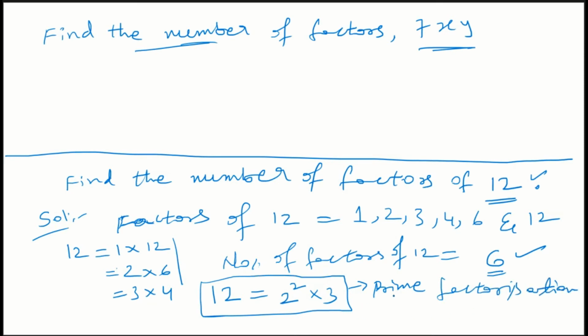So in the prime factorization, you got 2 squared into 3, where each prime number is written as a power of the product of the primes. Now what is the power of 2? It is 2. What is the power of 3? Nothing means 1.